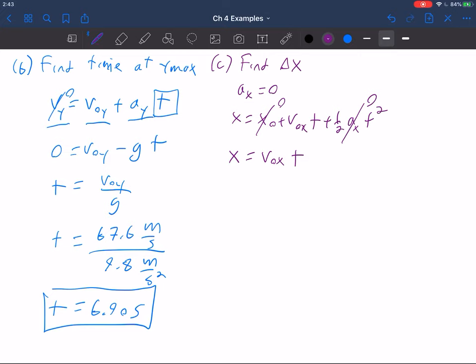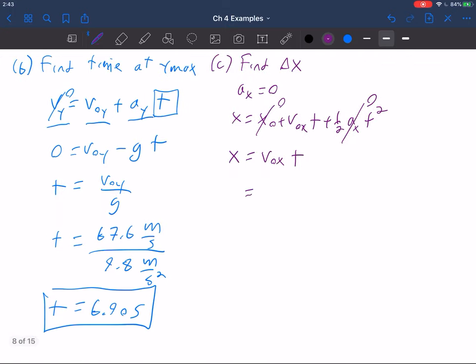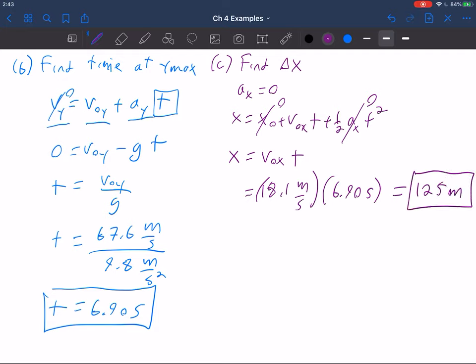Right? So we know our x component of velocity initially. That was what we had found earlier, 18.1 meters per second. That's this component of our velocity here. So we have 18.1 meters per second times the time that it's in the air for, which is what we found in part B. So it's 6.90 seconds. And so that gives us, let's see, 125 meters. Okay, so that's our answer to part C.